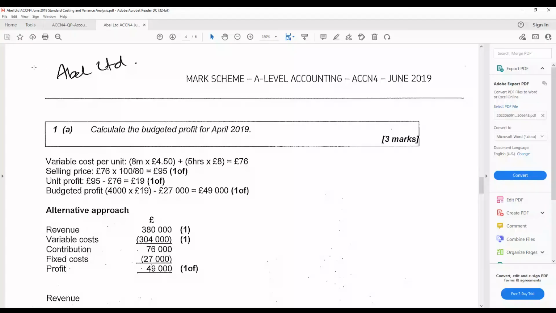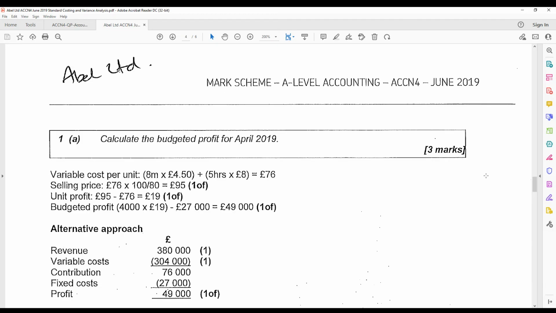So this is the examiner's mark scheme. I've just scanned a copy of it. I just can't find a copy of it on the internet, actually, that you don't have to pay for. So for that reason, I thought I'd just pop this on my screen so that you can have a look and you can just verify that the figures I've just shown you are correct.